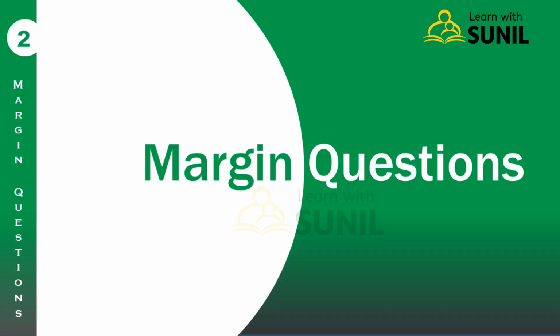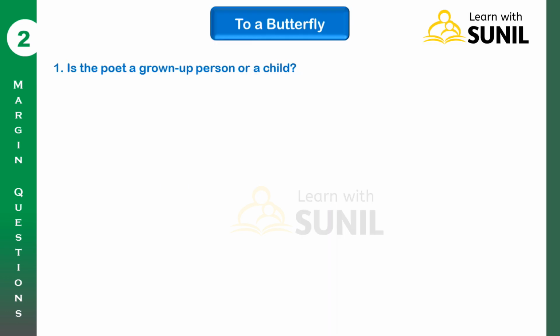Margin questions. First question. Is the poet a grown-up person or a child? Answer. The poet is a grown-up person, means adult.